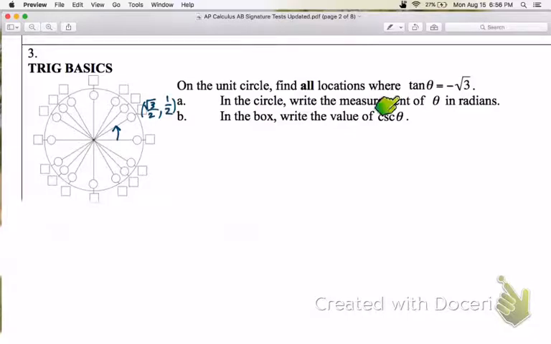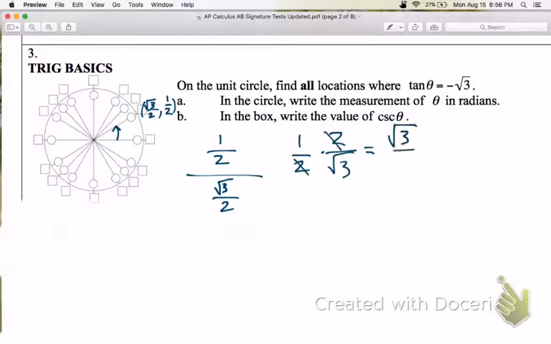So we know that tangent is sine over cosine. So if I do sine divided by cosine, let's see if I get radical 3. So if I do 1/2 divided by cosine, which is radical 3 over 2, remember that I multiply by the reciprocal, so that would be 1/2 times 2 over radical 3, which, if I rationalize the denominator, would simplify to radical 3 over 3. So that is definitely not equal to what I'm looking for it to equal. So I know that I'm not looking for a reference angle of pi over 6. Okay, that's the incorrect reference angle.